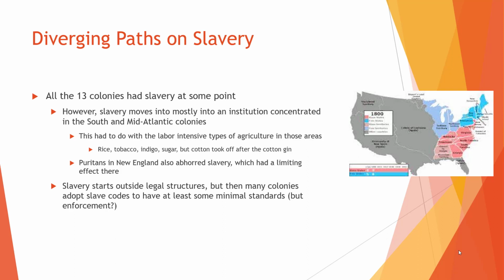Now, slavery starts outside of legal structures, but many of the colonies eventually adopt slave codes to have at least minimal standards. Now, that sounds good, but you have to think of it this way. We have these slave codes. Well, who the heck's going to enforce it? I mean, is a slave just going to be able to go to a county official and say, I'm being mistreated? No. It's something that you kind of have to leave up to the individual slave owner, which is not a great system.